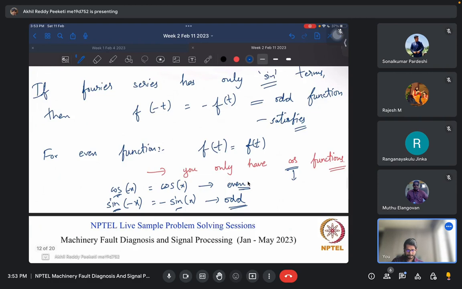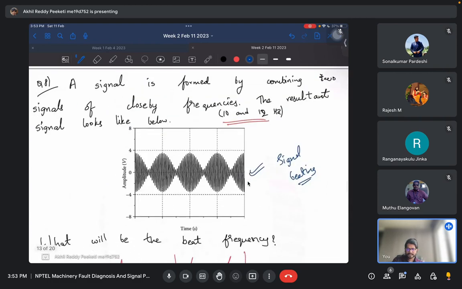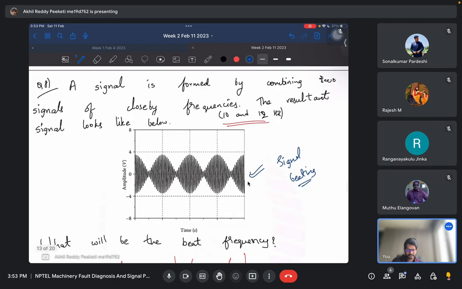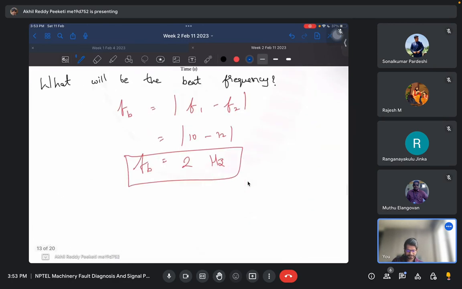Okay. Next we looked at beating frequency, how you can estimate the beat frequency if you know the frequency of the signals which you actually mix.